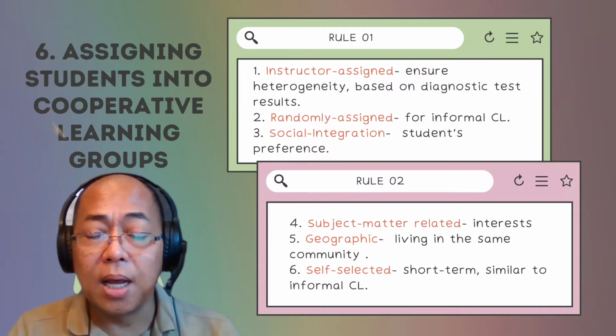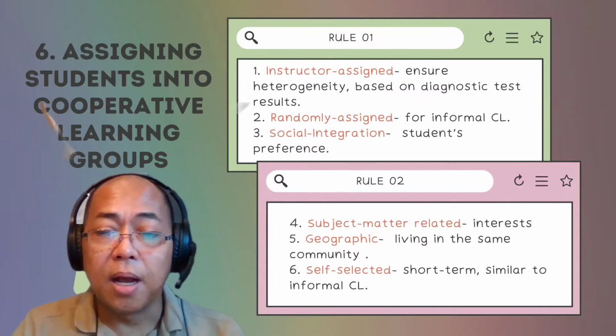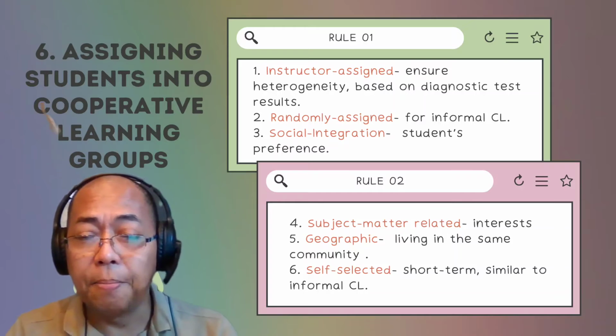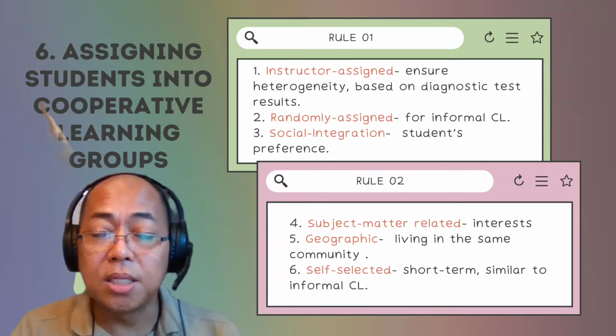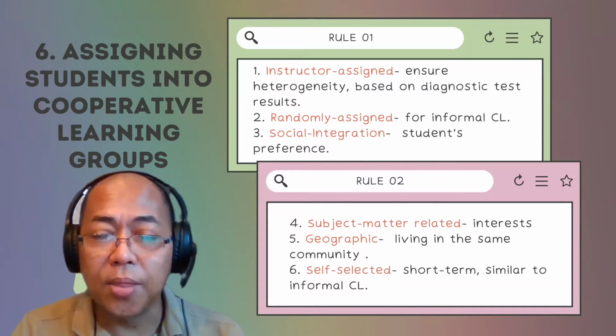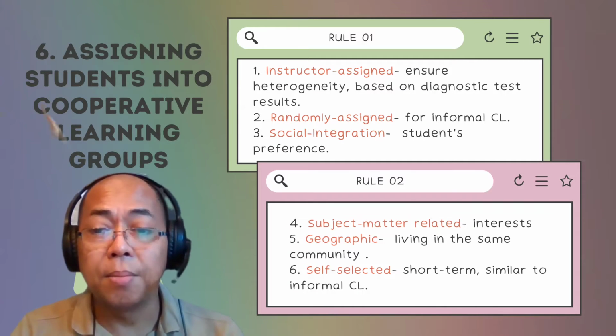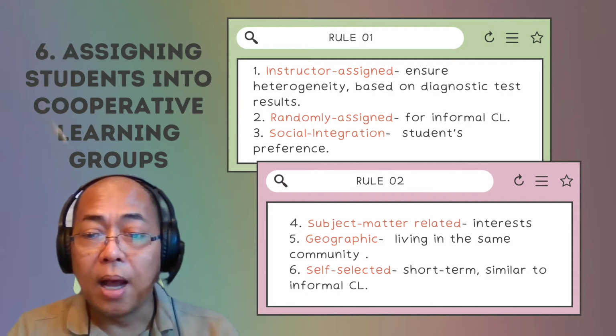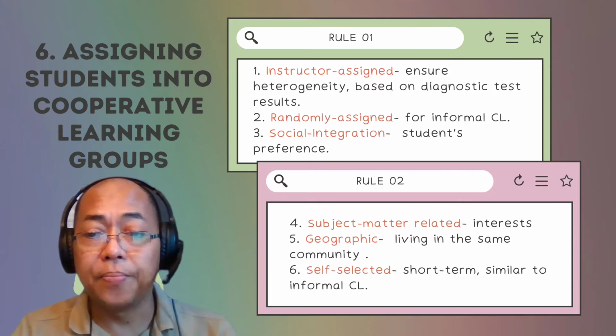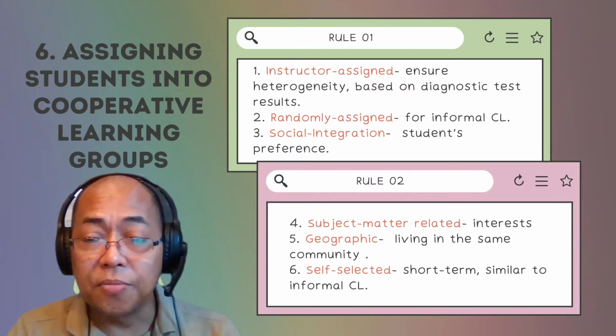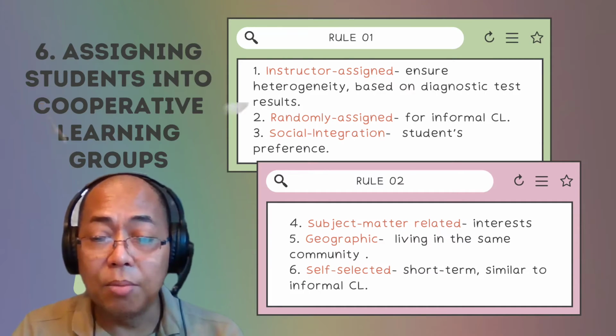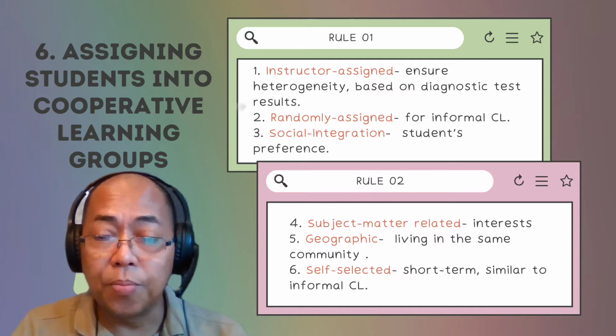The fifth way of grouping or assigning students into cooperative learning groups is geographic groups. Basically, the idea here is that those who live in the same community, the same area, are assigned together. Especially during the pandemic, what I did, although we did not have face-to-face classes, we had online modular classes, I still grouped them.